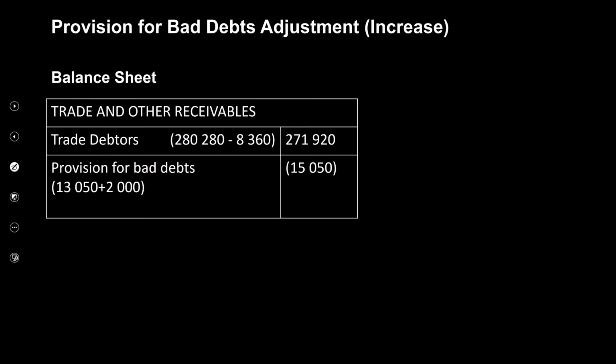So here it is. Remember what I said? That was your trade debtors, 280,280 minus 8,360. Here's your provision for bad debts, 13,050 plus the 2,000 Rand to give me your new provision of 15,050.